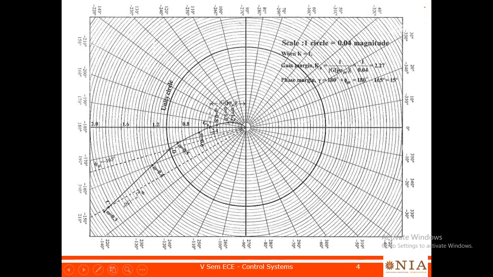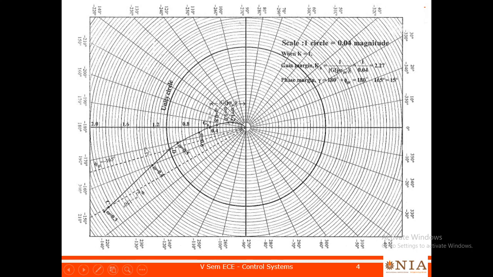What is the magnitude corresponding to this? I think the scaling goes like 0, 0.4, 0.8, 1.2. That means every circle's magnitude is 0.04. So this point will be 0.44. And 1 divided by 0.44 will be your gain margin. Your gain margin is 2.27.